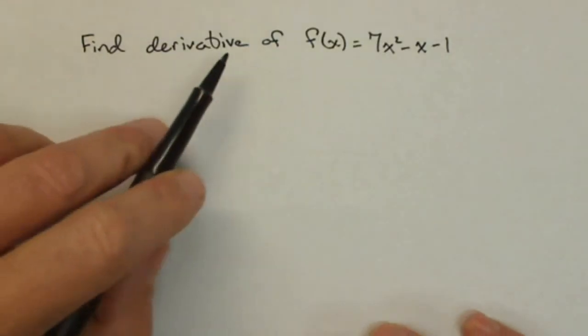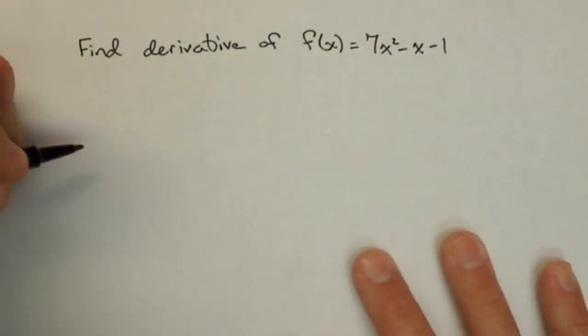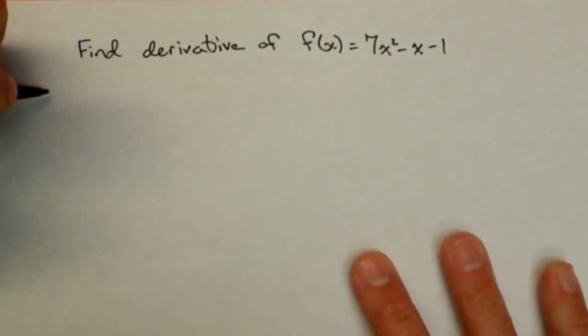In this video, we're going to find the derivative of f of x equals 7x squared minus x minus 1 using the definition of the derivative, the limit definition. And we want to make sure we include all steps. So first thing is notation.